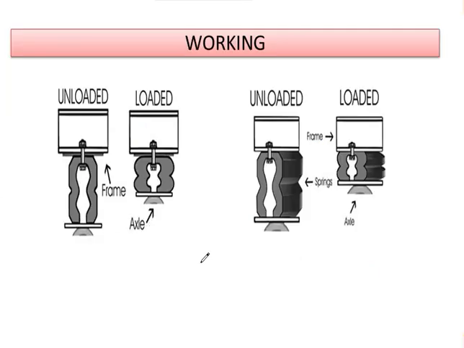Before going to discuss the various types of rubber springs, let's discuss working principle of rubber springs. This is axle, this is frame. When frame is unloaded, then axle is in loaded condition, and when springs are unloaded condition, then frame will be in loaded condition. This one is axle.